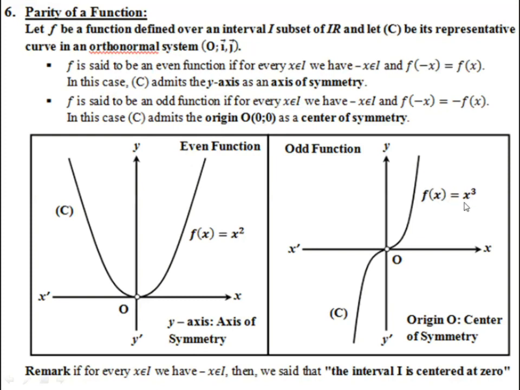For example, the function f of x equals x cubed is an odd function because f of minus x equals minus x all cubed, which equals minus x cubed, equals minus f of x. So here the two conditions are satisfied, and the function f of x equals x cubed is an odd function.